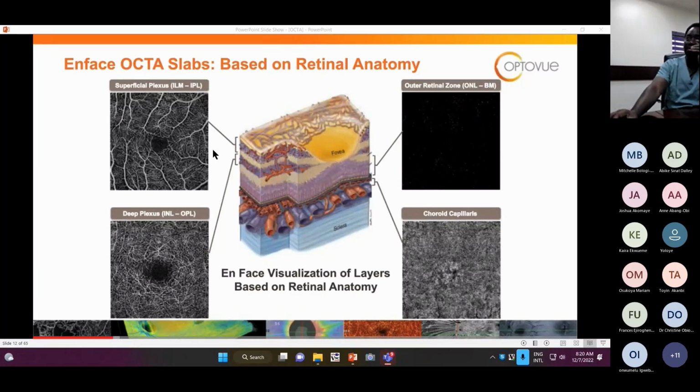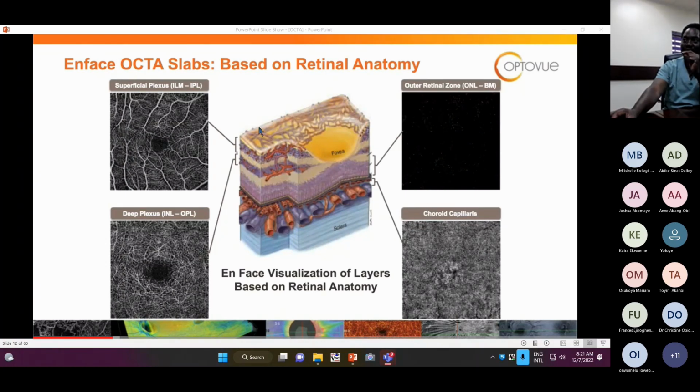Now, the superficial plexus is usually between the ILM and the IPL, whereas the deep plexus is between the INL and the OPL. Of course, I'm sure you know my abbreviations: inner nuclear layer and outer plexiform layer. The other thing we're able to see is the outer retinal zone, which is the area of the RPE, and don't forget the RPE is avascular, so that image should appear dark. If there are vessels coming up here, then it means that choroidal neovascular membranes are breaking through the RPE. So this should be dark. There shouldn't be any images there. And of course, the speckled appearance of the choroid shows us that it is a highly vascular structure.